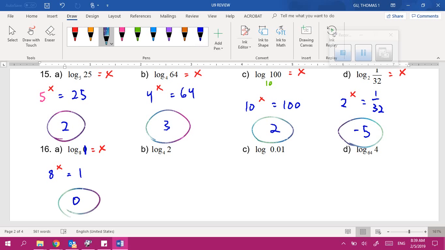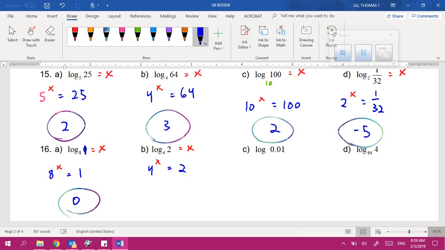All right, so now let's go to b. So if you don't know what you're looking for, write equals x and then change the exponential form. What is this in exponential form? 4 to the x equals 2. So how would I get 4 to 2? 1/2, right, because it's the square root.